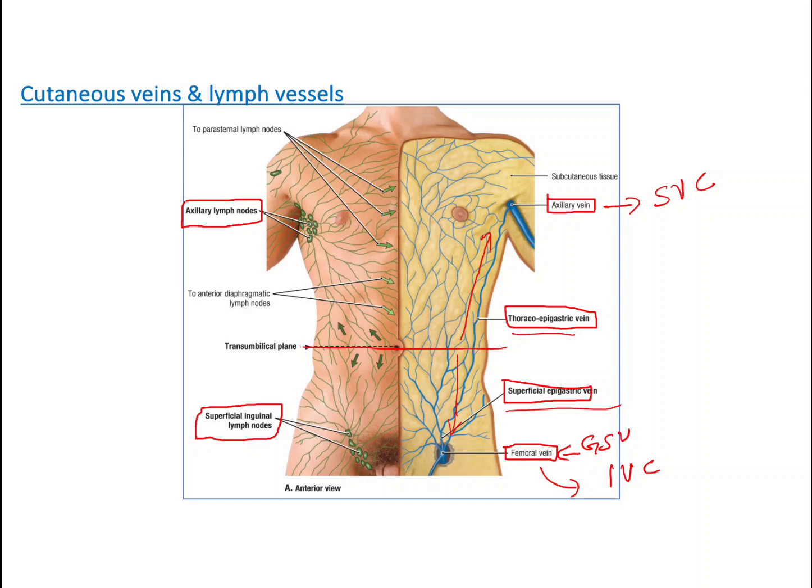Now the same in case of the lymph nodes. Above the umbilicus the lymph vessels drain into the axillary lymph nodes, and below the umbilicus they drain into the superficial inguinal lymph nodes. That means above and below the umbilicus the direction of the lymph and the venous channels is in opposite directions. That means the umbilicus is a watershed line.